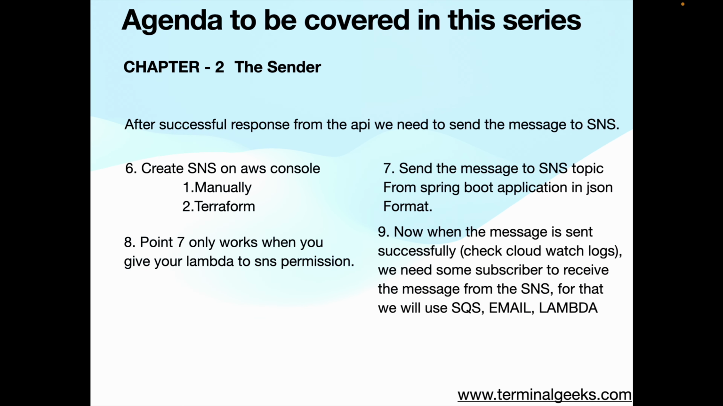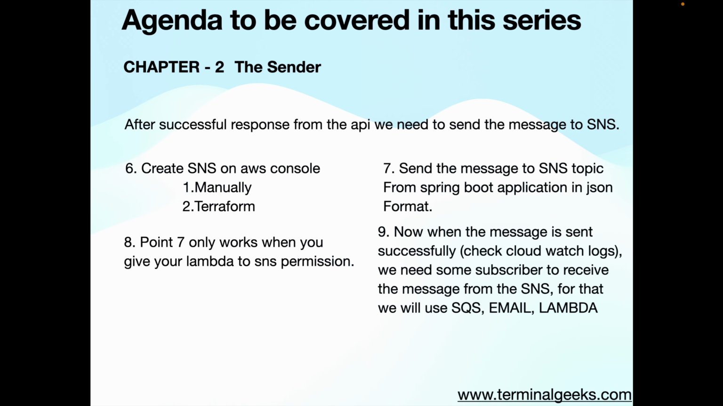Let's talk about the second chapter, the sender. After a successful response from the API, we need to send a message to the SNS. SNS is nothing but a simple notification service, a messaging queue. We use Kafka, we use RabbitMQ, but in AWS we use simple notification service. It's very simple and very simple to use as well.